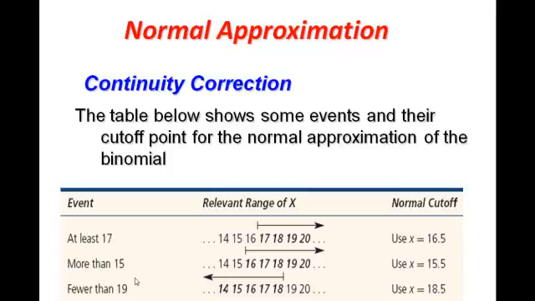If a question was worded, what is the probability that more than 15 people are business majors? Well, where does 15 begin and end? Since it's more than 15, we can't include 15. 15 ends at 15.5. How about, what is the probability that fewer than 19 people voted in the last election? Fewer than 19 means you have to go all the way through number 18, and 18 ends at 18.5.